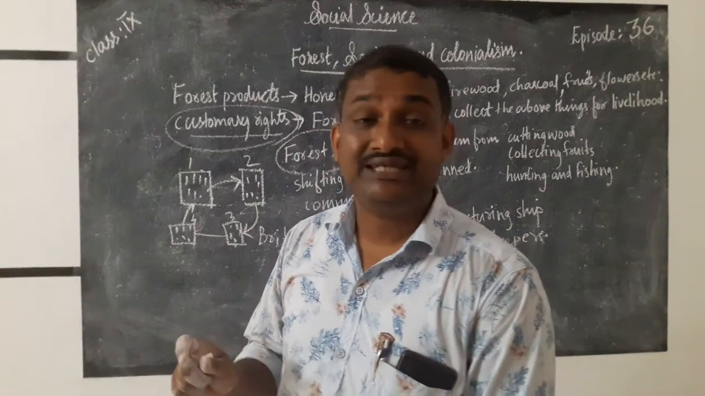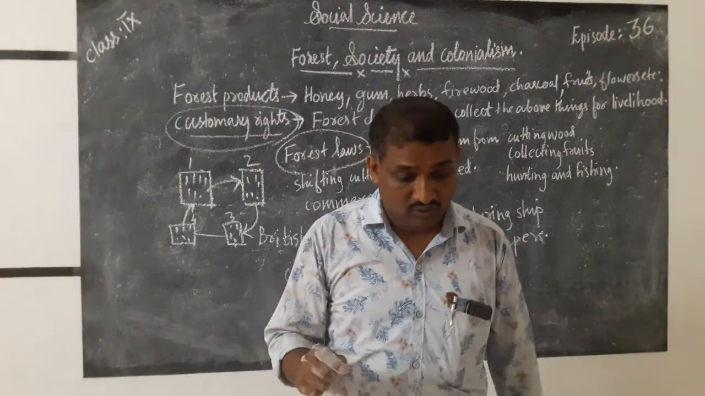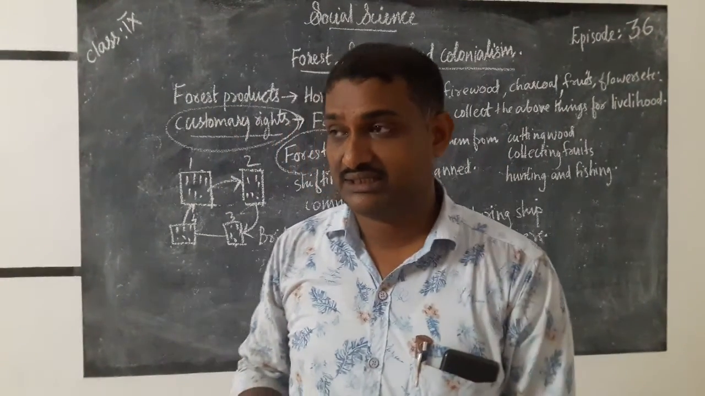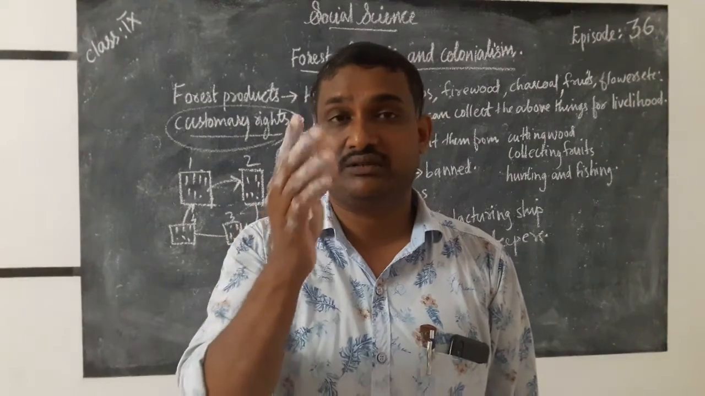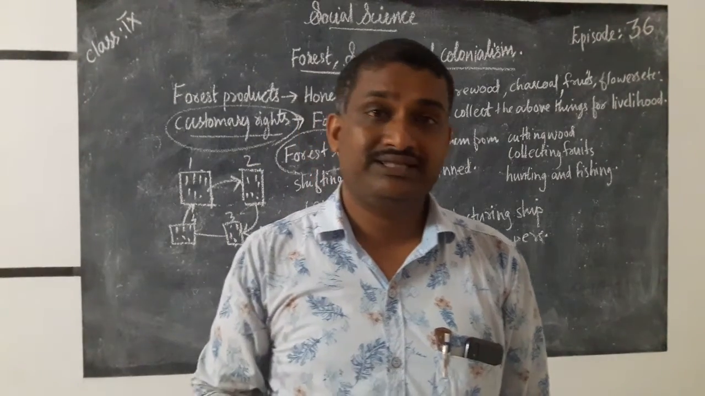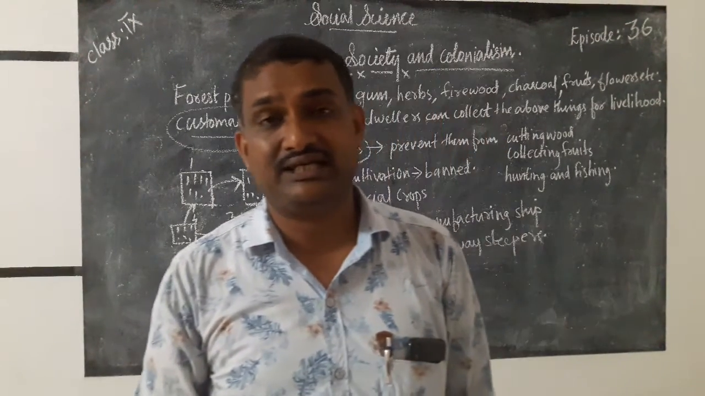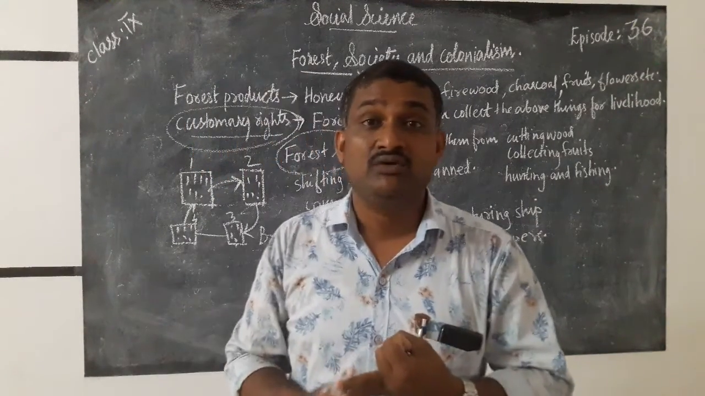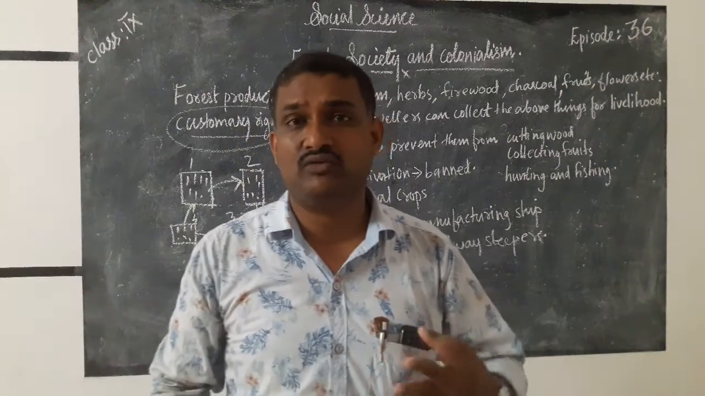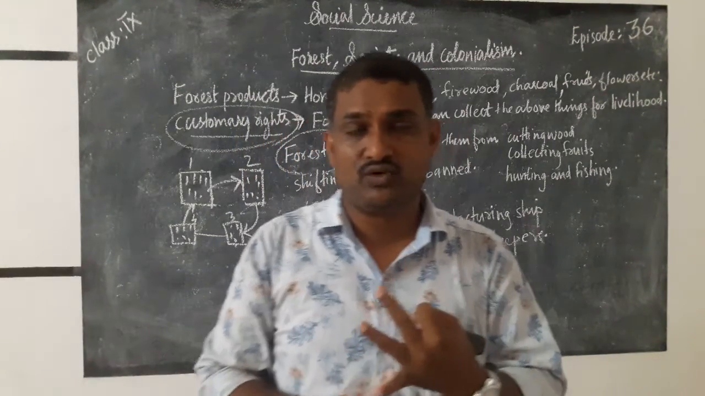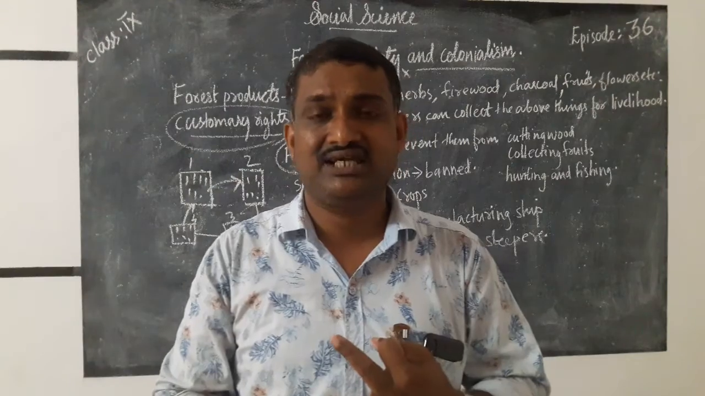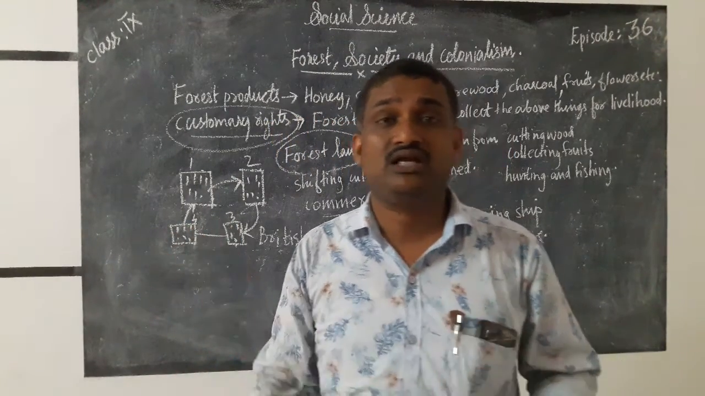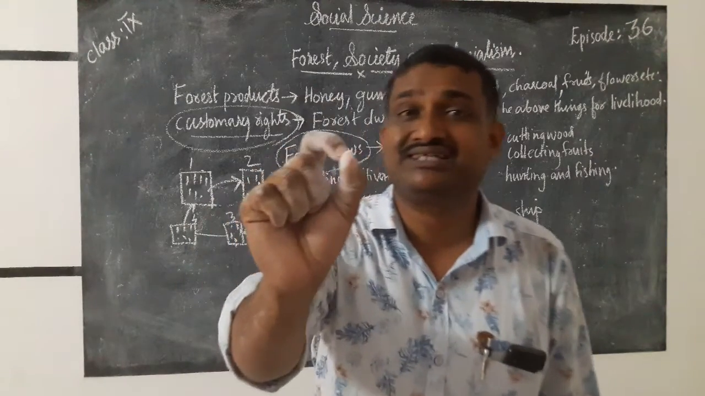Already I told you, in 1878, the forests were classified into 3 categories. The Britishers divided the forest into 3 categories. Which are the 3 categories? Reserved forest, protected forest, and village forest. These tribal peoples were not allowed to take anything from the reserved forest.